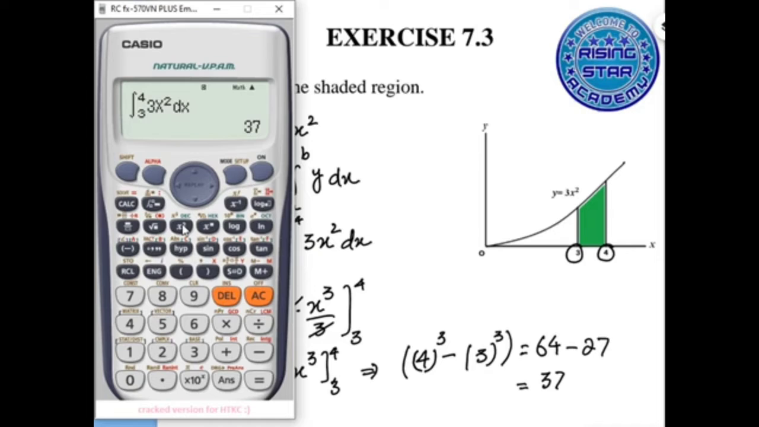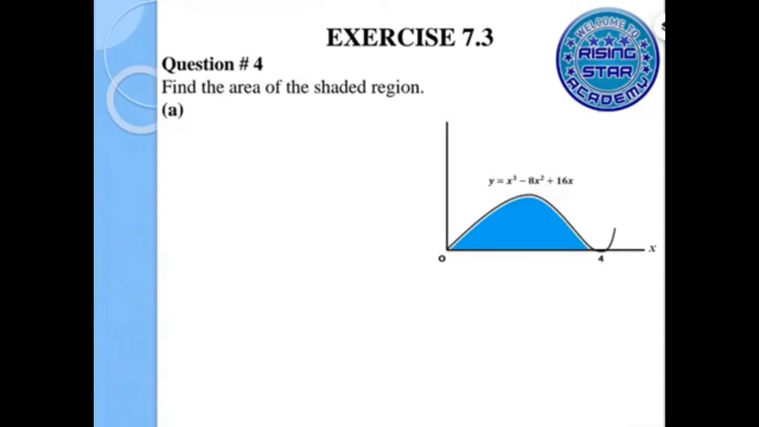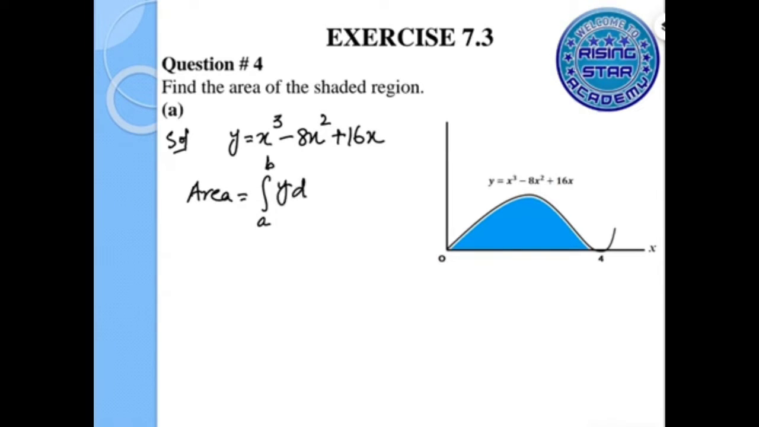Now we will move to question number 4. In question number 4, part A, the equation of the curve is given to us, and the lower and upper limits are also given to us. So y would be equal to x cubed minus 8x squared plus 16x. The formula of area would be the integral from a to b of y dx.